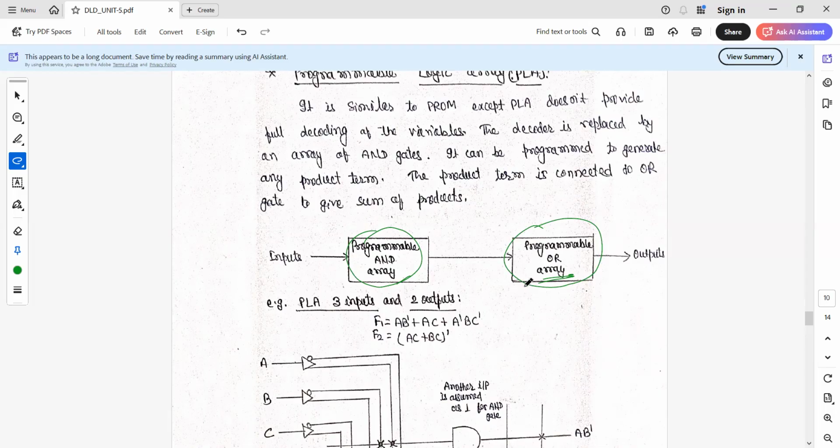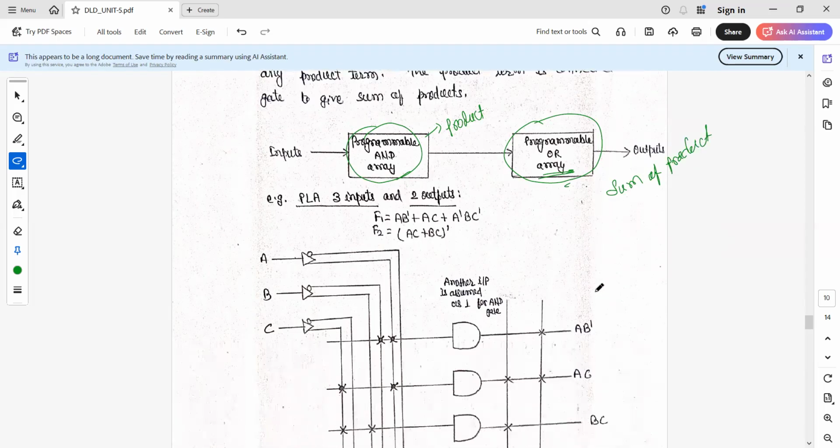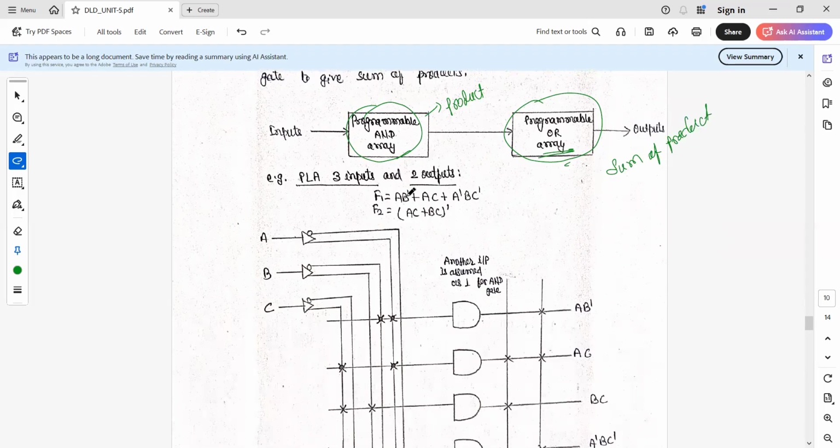So now the AND array represents the product terms and the OR array represents the sum of product terms. So this is the use of OR gates here. Now here we have taken one example in which we have 3 inputs and 2 outputs.